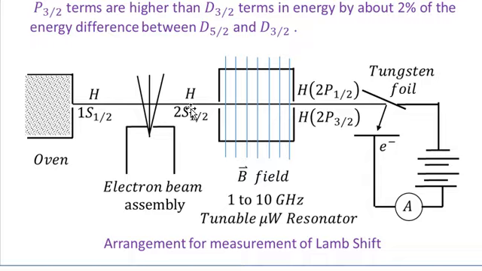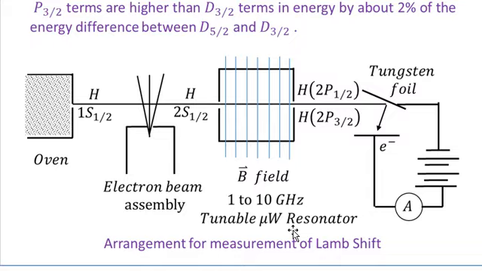So it is a long-lived state. When these atoms pass through a chamber which has a tunable microwave resonator, and we are also applying a magnetic field B over there, then of course a small percentage of the hydrogen atoms in the 2s1/2 state can be converted into 2p1/2 and also into 2p3/2, depending upon the value of the microwave resonator that we set.